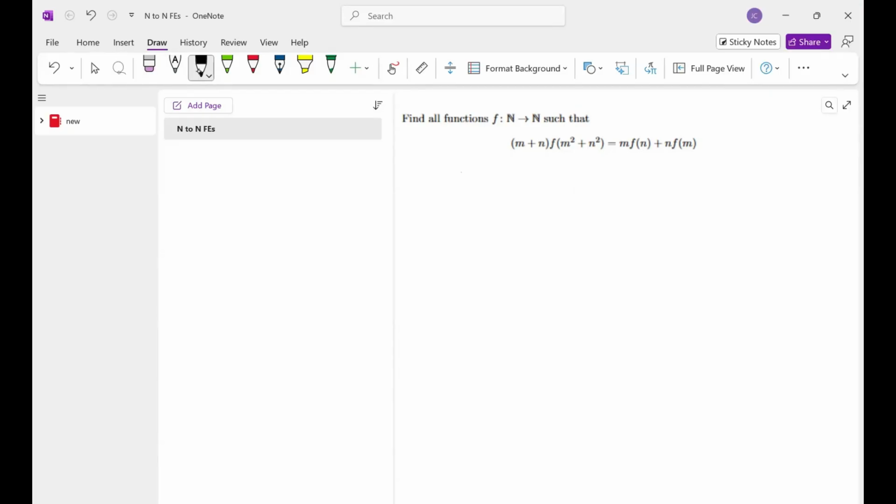Would it be better to look at this like a divisibility? Like m plus n divides the RHS? Yeah, that is a good way of looking at it. But the other part is still important as well.